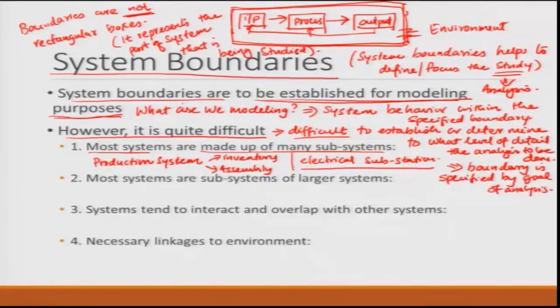Okay. This is an important aspect. Second part is, most systems are subsystems of large systems. This is the second reason why drawing this boundary becomes a big problem.